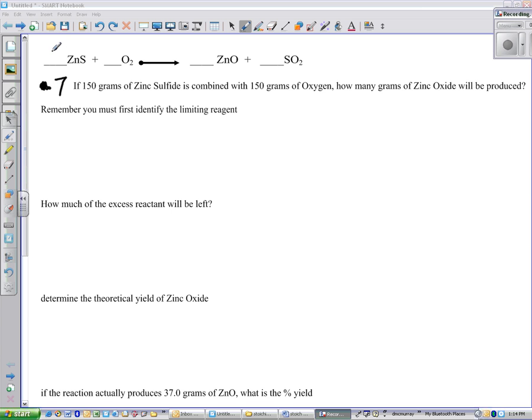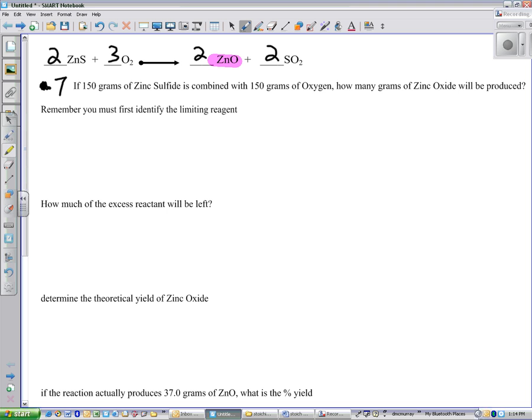First thing you need to do with some stoichiometry is balance an equation. So I'm going to balance this with some 2's and 3's. That's imperative because without a balanced equation, you can never get your stoichiometry right. Now we have some information here, and eventually we want to know the theoretical yield of zinc oxide.